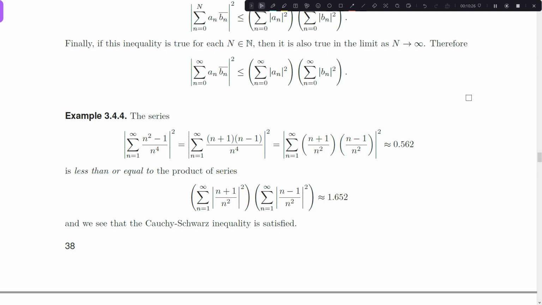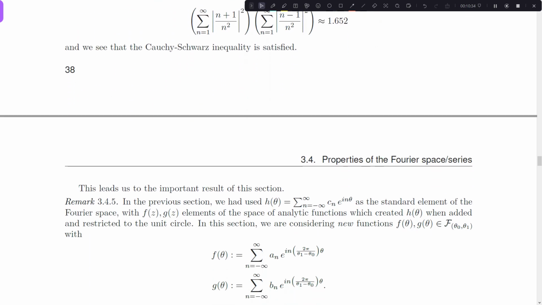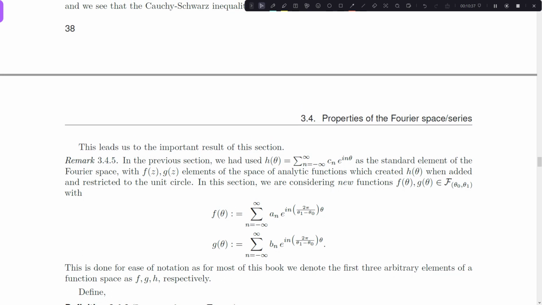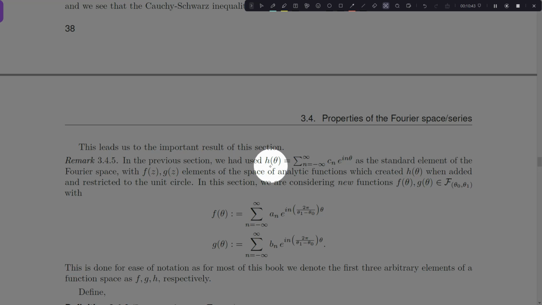Okay, and this Cauchy-Schwarz in infinite dimensions is what's going to allow us to gain an inner product for the Fourier space. Because if we look at two entries of the Fourier space, I want to comment here, here's the remark. I had been using H for my arbitrary Fourier space entry before with some C's as my coefficients.